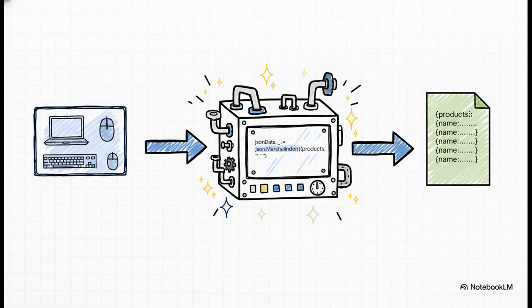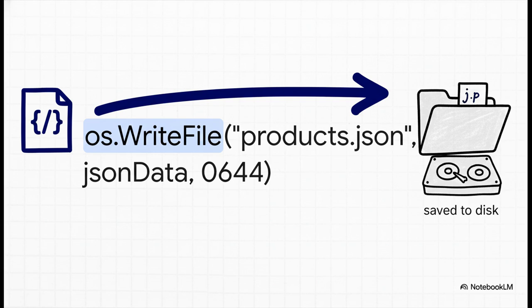How cool is that? And here we are, the final step, number 4, saving the file. We just used the os package to write our JSON data into a file we're calling products.json. And that 0644 you see? That's just a standard way to set the file permissions, nothing to worry about. And just like that, our program is done, and our data is safely on the disk.